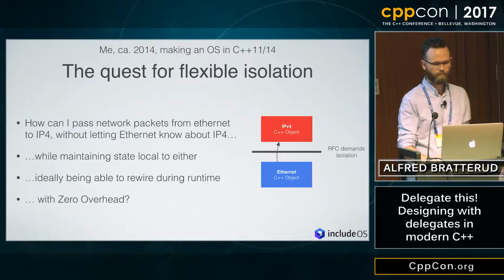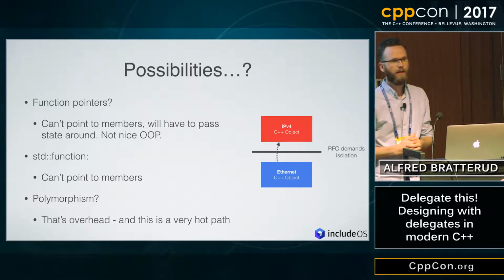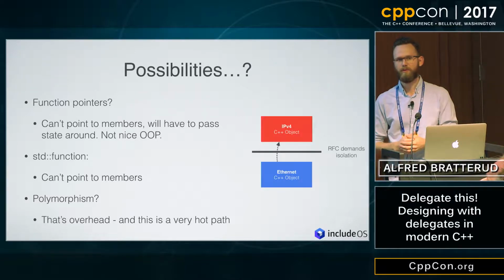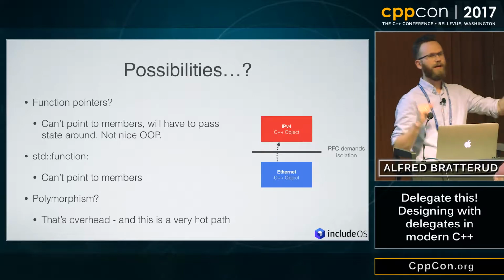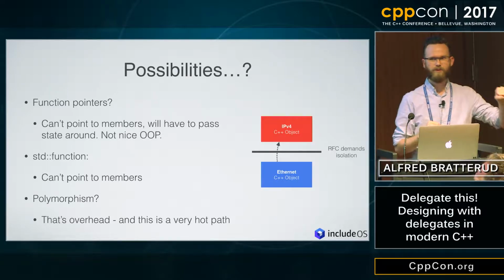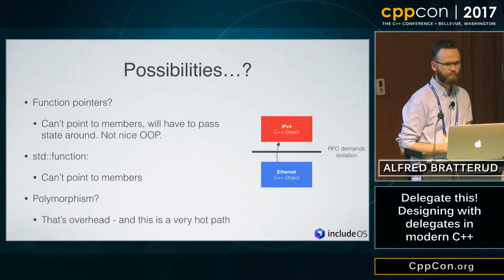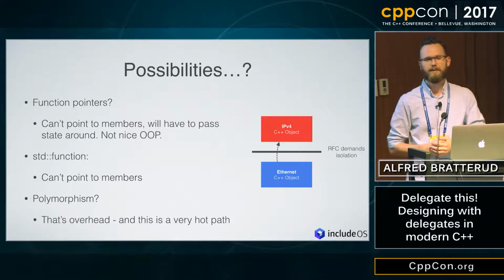So, possibilities we could consider: function pointers. You could pass the state around. I think that's what Linux would do, or any C program. Just have normal functions and then pass the state as probably the first parameter in a struct, or something like that. But I don't think it's a very nice object-oriented solution.